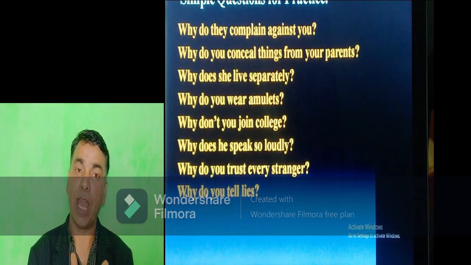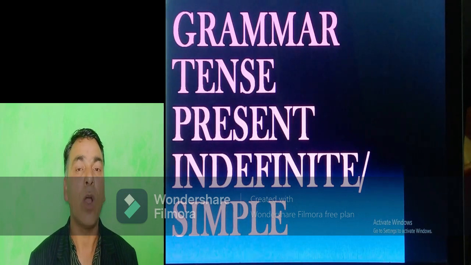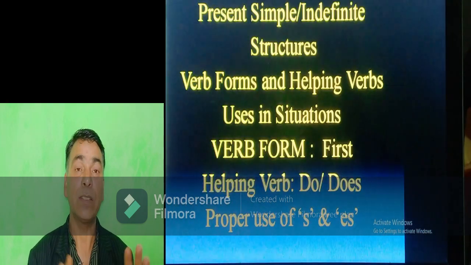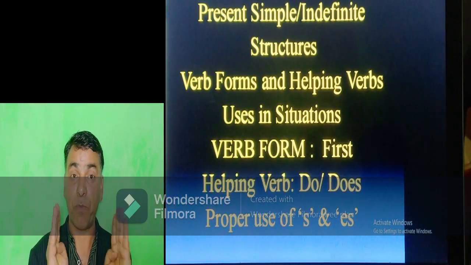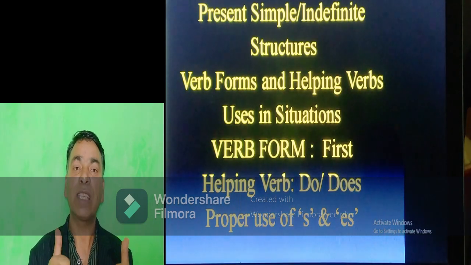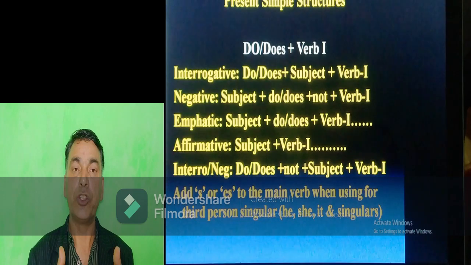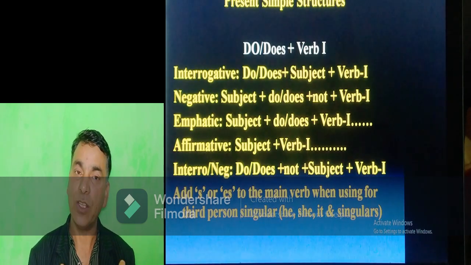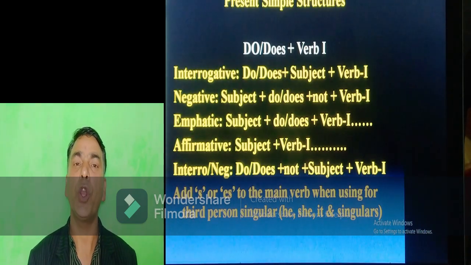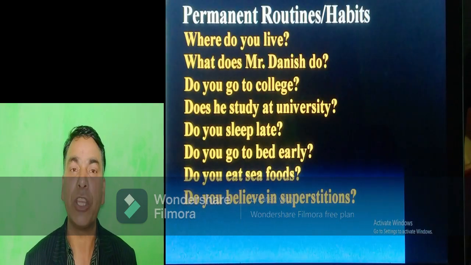You remember do, you remember does, you remember the first form of the verb, and you remember adding s or es to the first form of the verb when you are using it for affirmative sentences. That's the structural point. I hope you're clear with it. I repeat it once more emphatically. When you use present simple, it means you're using the first form of the verb, and the auxiliaries that you use in case of present simple are do or does. And you add s or es to the first form of the verb when you're using it for third person singular, he, she, it, and all singular nouns, for affirmative purposes.